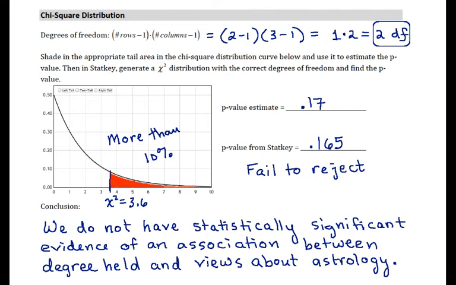We would generally want a two-part conclusion for this, just like we did with chi-square goodness of fit, but since we didn't get statistically significant evidence, we would not include part two. We're not that interested to see where there is statistically significant evidence if there isn't any at all.